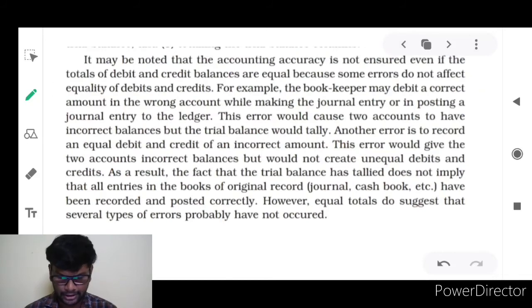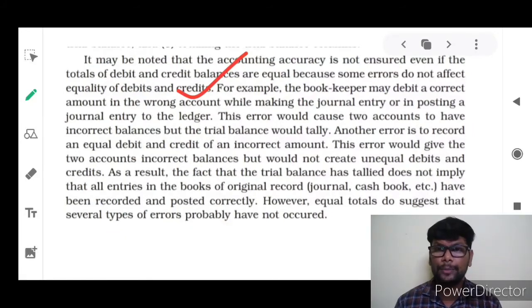It may be noted that accounting accuracy is not ensured even if the totals of debit and credit balances are equal, because some errors do not affect the equality of debits and credits. Some errors do not affect debit and credit balances, like errors of omission, complete omission, and errors of commission. So even if we leave a mistake, the trial balance will still show the same balance in the debit column and credit column. I told you already, the bookkeeper may leave some mistakes called errors of commission and errors of omission.